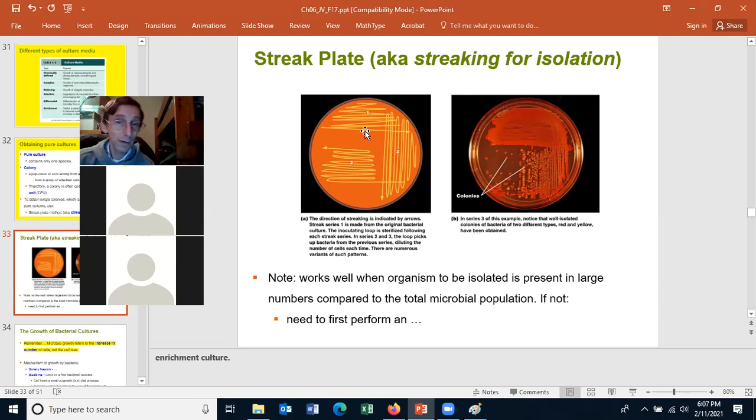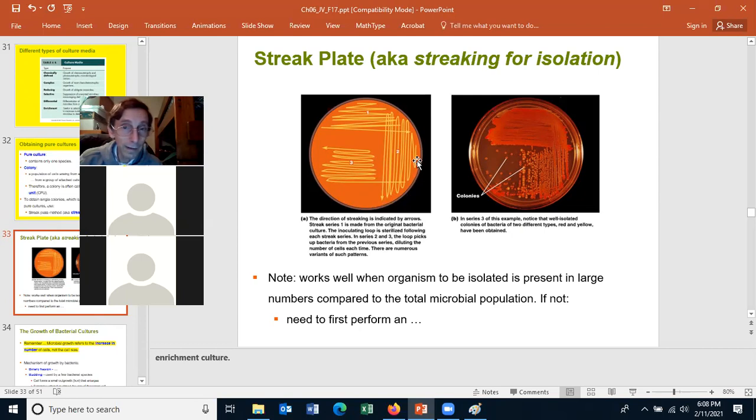You then take the loop and sterilize it by putting it in a Bacti-cinerator, and then you need to streak on quadrant 2. Why is this backwards?